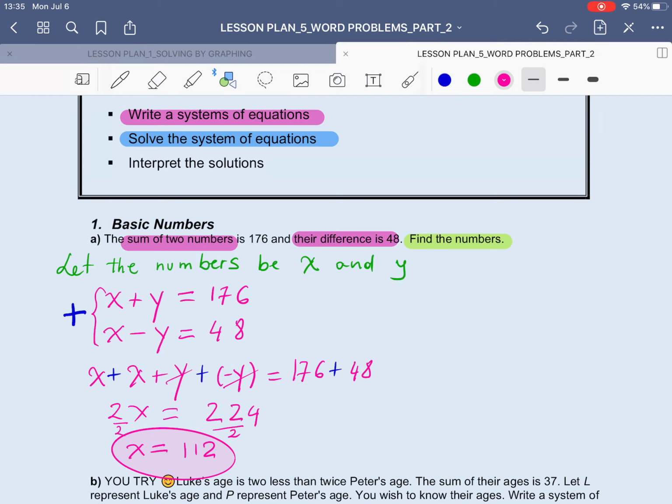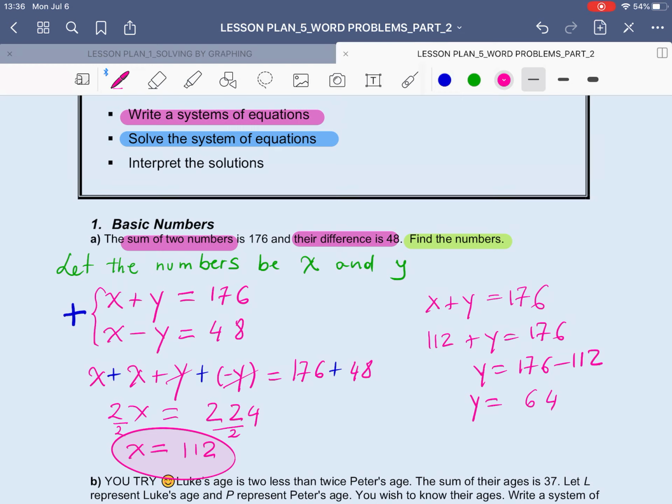In order to find y, we can use either the first or the second equation, obviously. So I am going to go with the first equation in this case, and I will rewrite it as is for now. It's not a must-do step. I'm only showing all my steps in here because I'm explaining it. And then substitute x by 112: 112 plus y equals 176. So y equals 176 minus 112. And then y equals, let me do this in my head, 64.